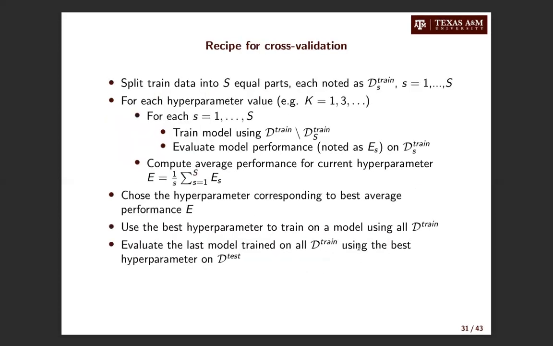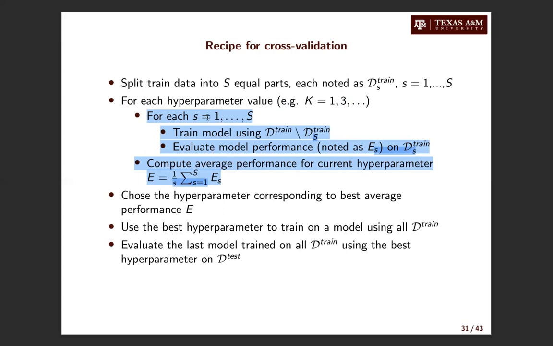Because we are using the average rather than just the performance on a randomly selected development set, this has higher chances of getting an accuracy that is more representative of our data. And in this slide, we're just repeating what we said in the previous one using very simple pseudocode. So after we have split our data into S equal parts, for each hyperparameter value, in this case, for each number of nearest neighbors, we perform this cross-validation and we compute the average accuracy that yields from this cross-validation procedure.